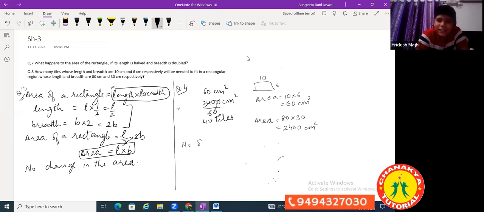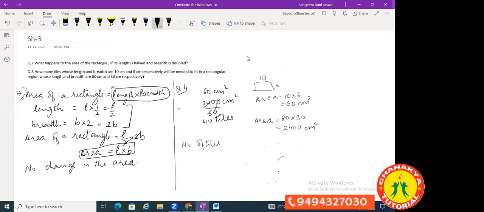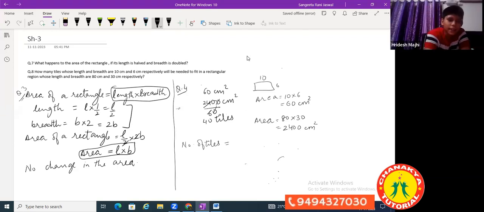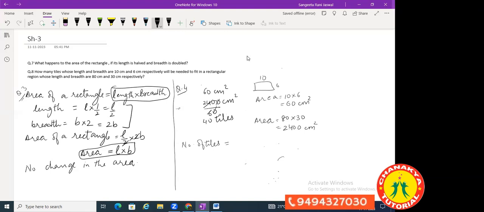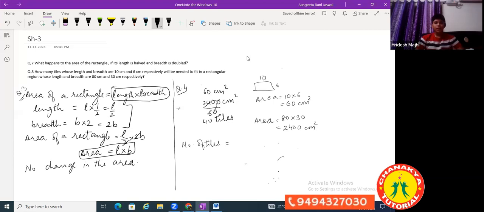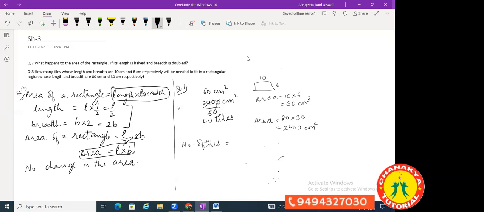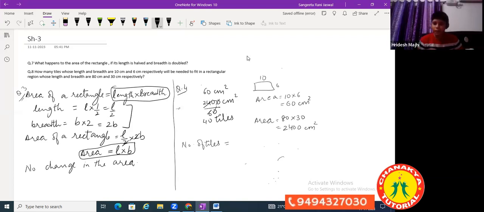Teacher, 1 minute. The length of the rectangular tile is 10 centimeter and the width is 6 centimeter. So we did 10 into 6, which is 60. Again we read that a rectangular region is there whose length is 80 centimeter and 30. Then again we do 80 into 30, which you have written as 2400.